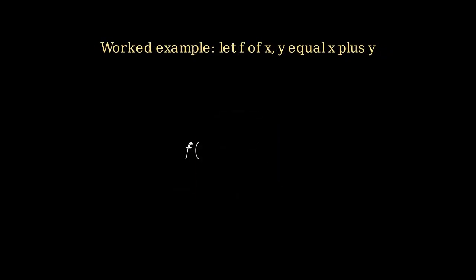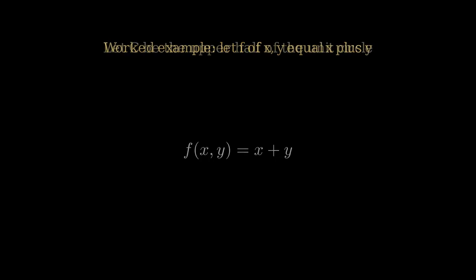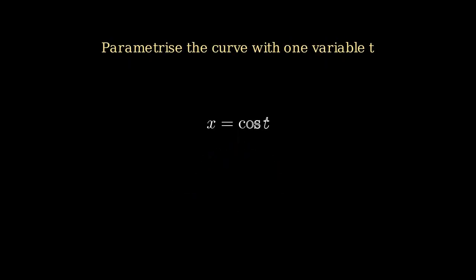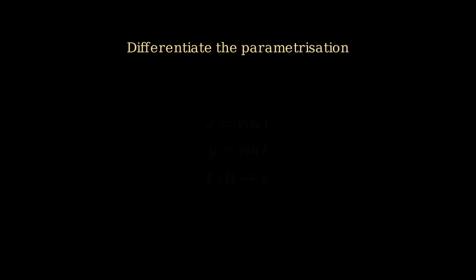Worked example: let the function be f(x, y) equals x plus y. Let the curve C be the upper half of the circle of radius 1, centered at the origin. Parameterize the curve with one variable, t. Let x equal cosine t, let y equal sine t, let t run from 0 to pi. Differentiate the parameterization.